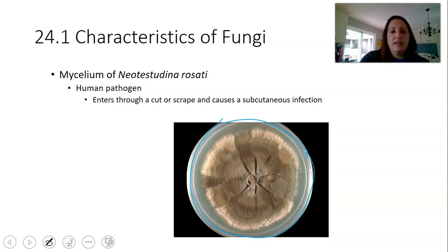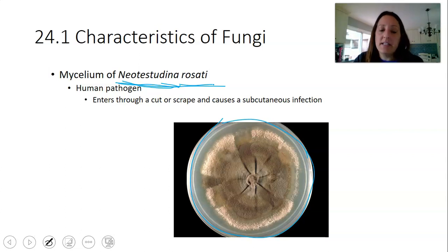So the fungus here, hopefully I can say this name, Neotestudina rosati. That's the name of the fungus here. Neotestudina is the genus name and rosati is the species name, right? So every organism gets a two-part name, genus and species. Genus is always capitalized, whereas species is lowercase. Both are italicized or underlined if you're writing it.